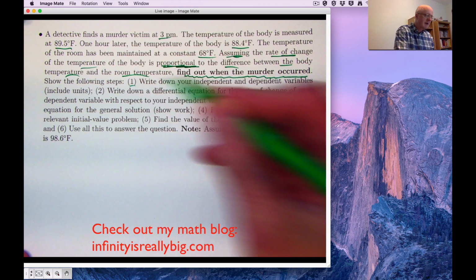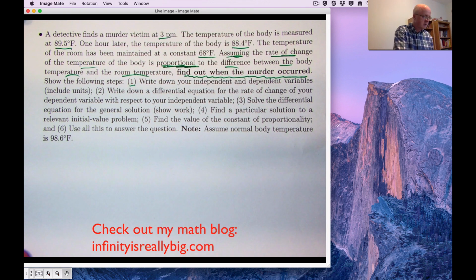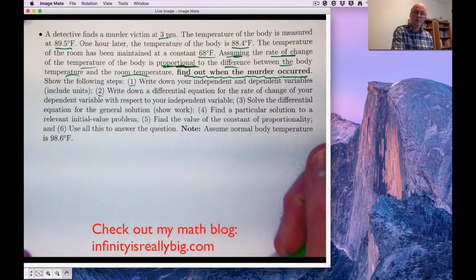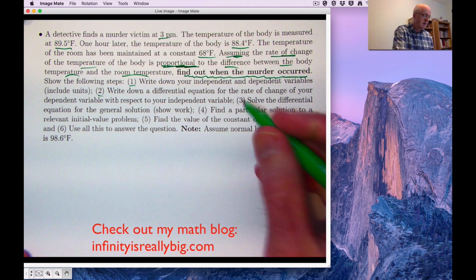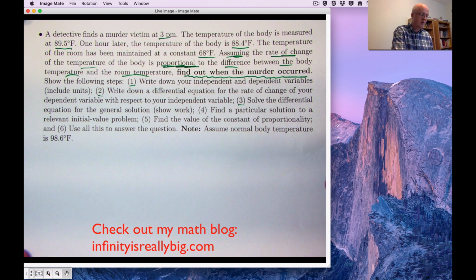First, write down your independent and dependent variables, including units. Secondly, write down a differential equation for the rate of change, the derivative of your dependent variable with respect to your independent variable. Third, solve the differential equation for what's called a general solution. We are going to need to separate variables, that's the technique to use, to solve for a function that solves it, though there will be an arbitrary constant involved.